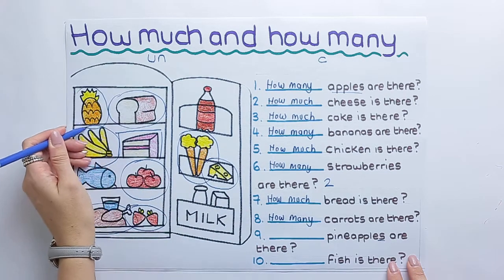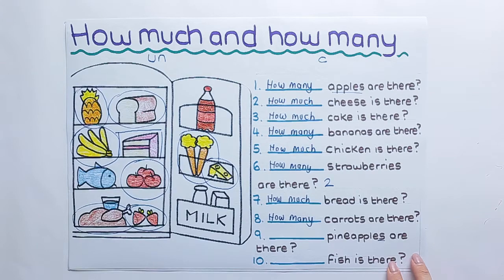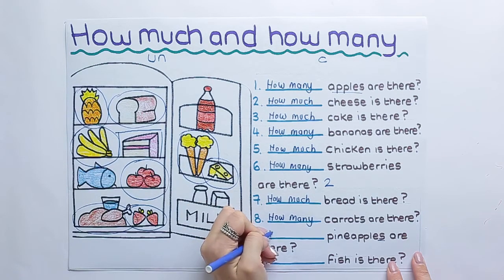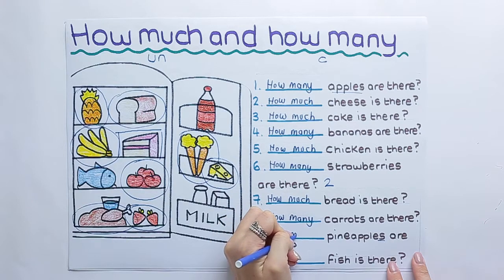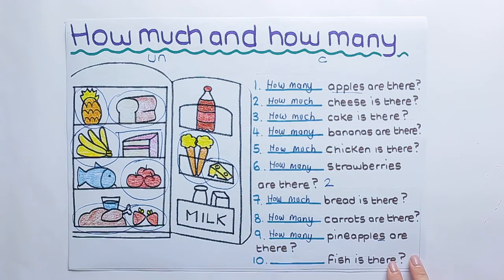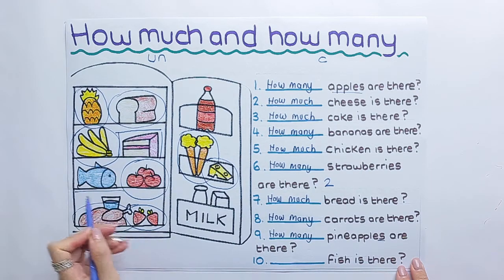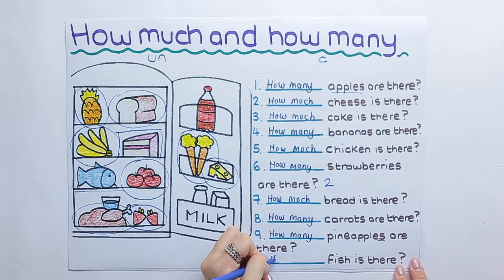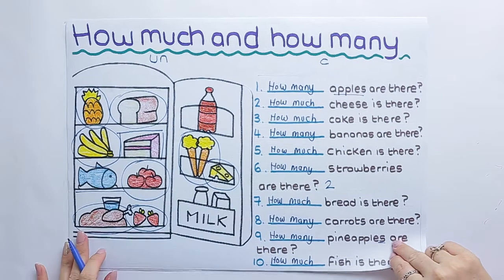How many pineapples can you see? 1 pineapple. You can count pineapples. How many pineapples are there? And number 10, fish is there. Can you count fish? No. Fish is uncountable. So we say, how much fish is there? Very good.